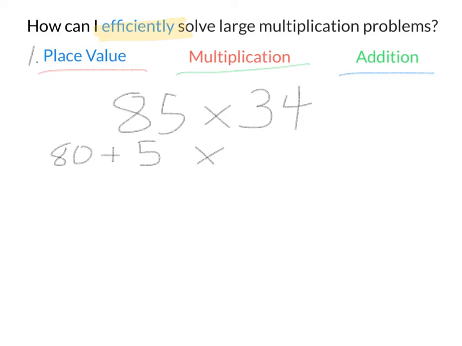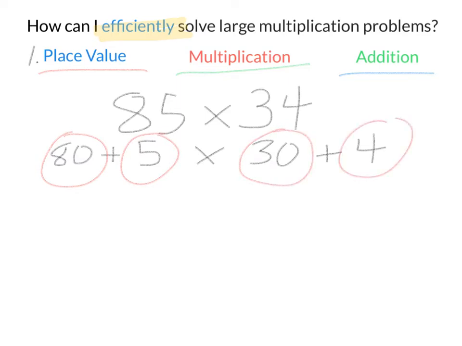And now I'm going to do the same thing to 34. What is 34 in expanded form? It is 3 tens, which is 30, plus 4 ones. Now I have four numbers, 80, 5, 30, and 4.